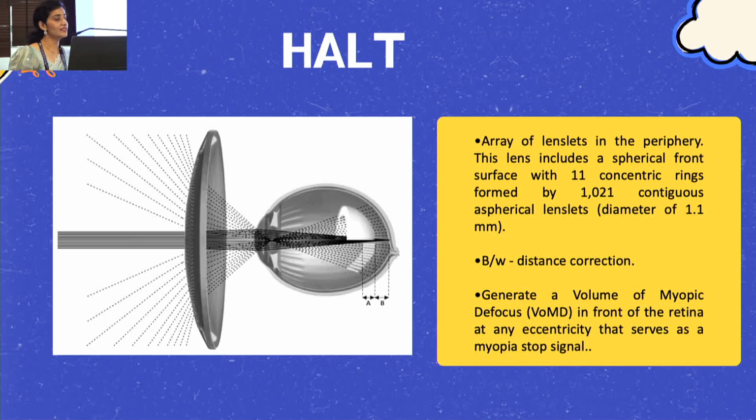So what happens is there is a shell of a myopic defocus that is created in front of the retina. Again, this has around 11 concentric rings formed by 1021 contiguous aspherical lenslets. In between you have the distance correction. So it creates a volume of myopic defocus.